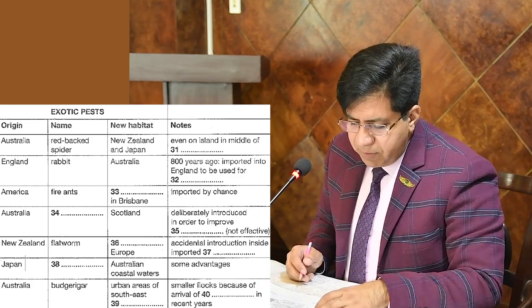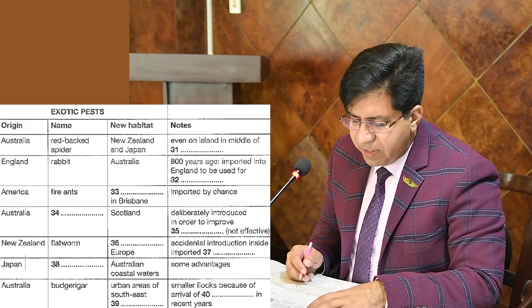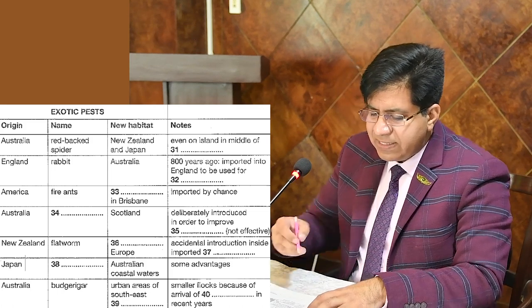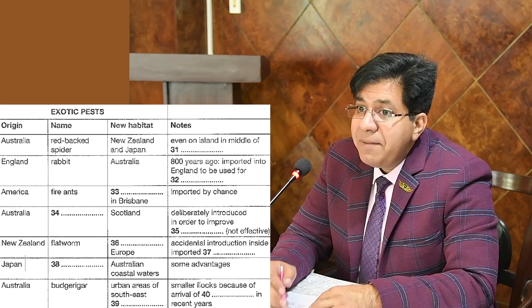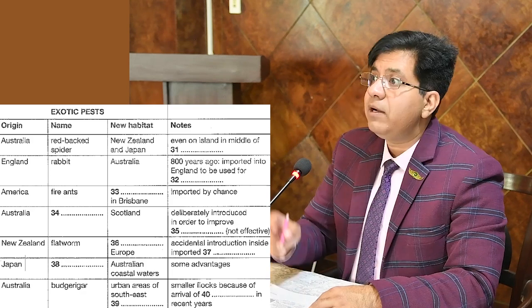Okay. Question number 34. Australia. Right? And then 34 is name. And by the way, this is the name of the exotic pests. So first they said red-backed spider. Then they said rabbit.